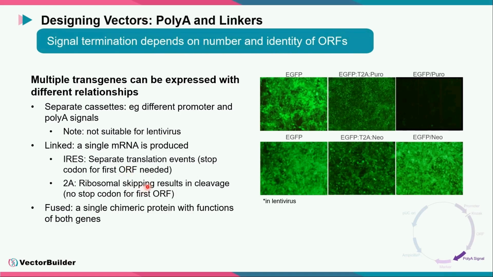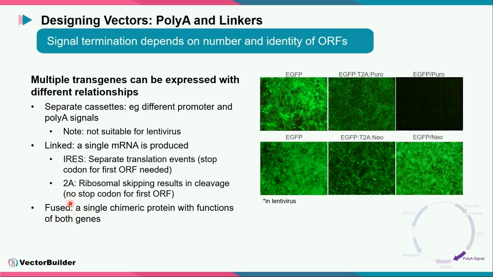Where a ribosome is going to skip along that mRNA, that's going to result in cleavage. Now, for coding this, you are not going to include that stop codon since the same ribosome is going along the entire mRNA. However, the downside here is that you can have additional amino acid residues on either side of that cleavage point. So this is to be avoided if those amino acids might interfere with your protein function.